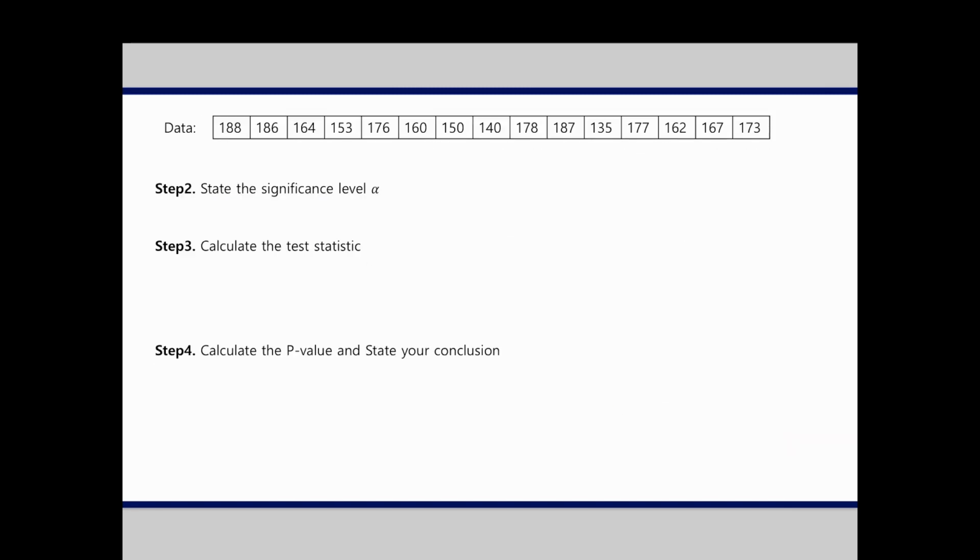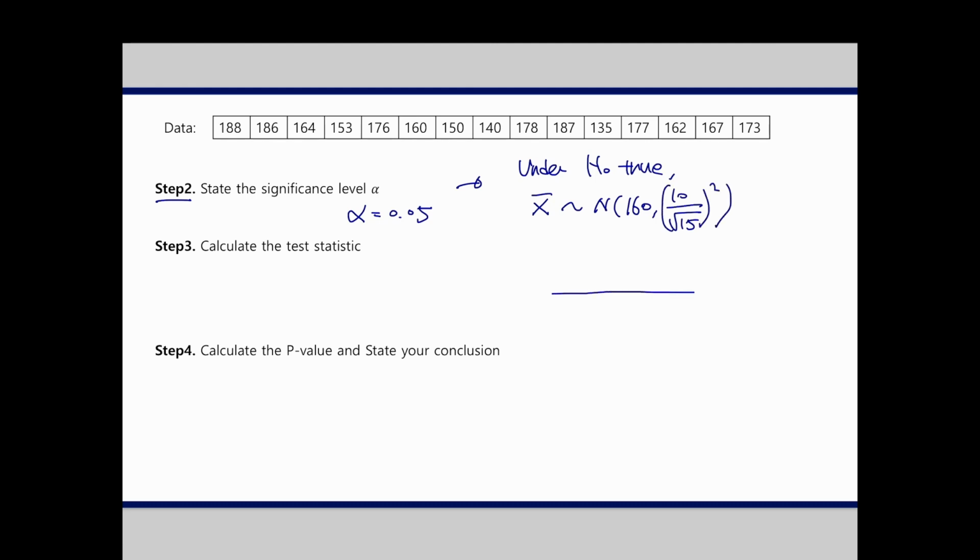The significance level in step 2 is set at alpha equal to 0.05. And we are assuming that the null hypothesis is true, and that X bar follows this distribution, normal with mean 160 and variance 10 squared over 50. Okay, so we can draw the distribution.